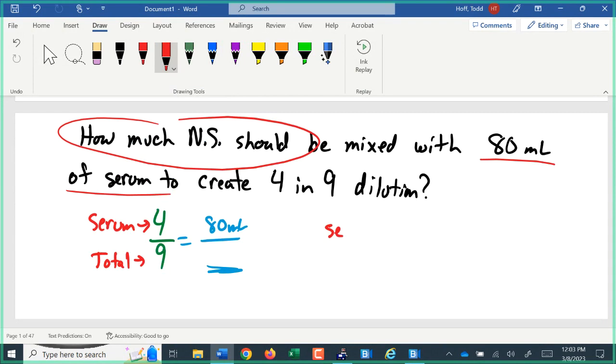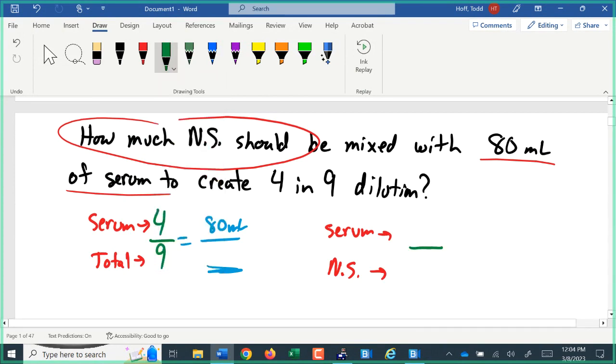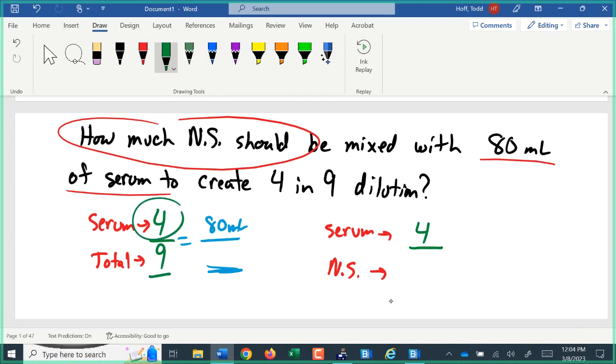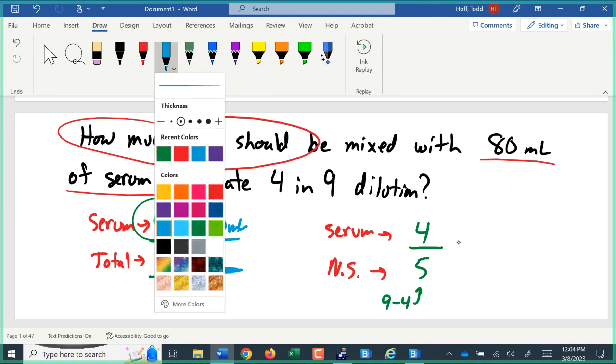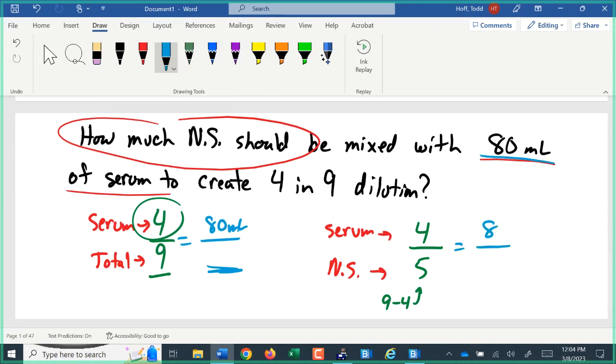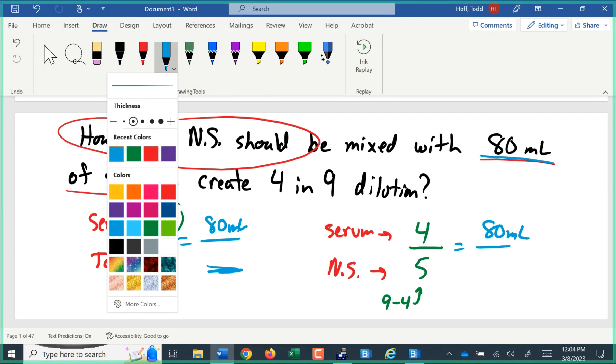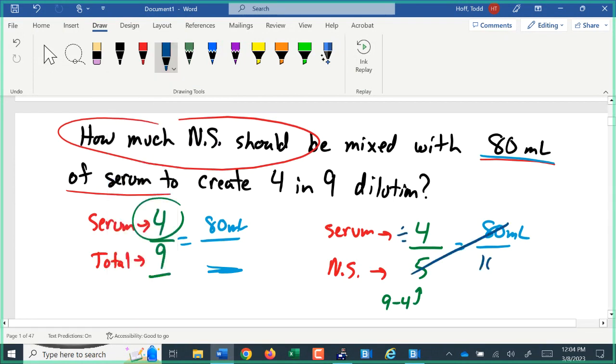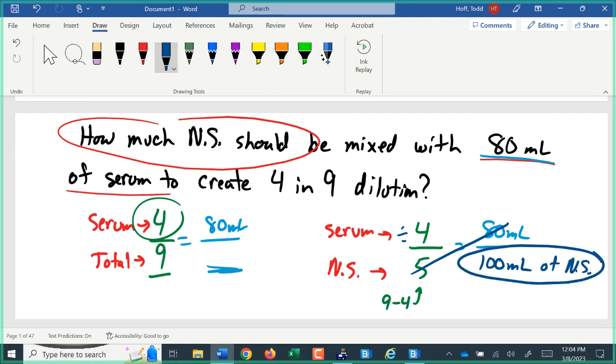But let's go ahead and redo our ratio here. And the ratio we want is the ratio of serum to saline. So if the amount of serum is still 4 parts, that hasn't changed, the amount of saline will be the total of 9 minus the 4-part serum, which will be 5 parts of saline. So I have a ratio of 4 to 5, ratio of serum to saline. And now I can put in the 80 milliliters of serum and cross multiply and divide. 5 times 80 divided by 4 would be 100 milliliters of saline required to make that dilution.